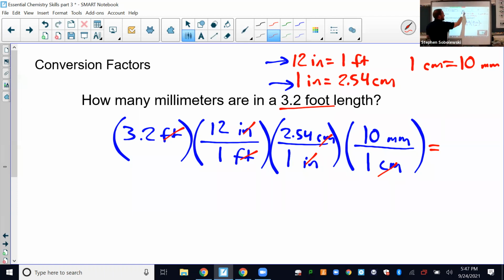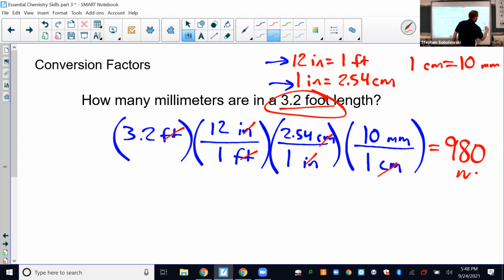So my sig figs are given as 2 sig figs from the 3.2. We're not going to limit ourselves to 1 sig fig because of the 10 millimeters. That's true by definition. Same with the 12 inches, although 2 sig figs wouldn't limit us anyway. So with 2 sig figs, 975.36 becomes 980 millimeters.